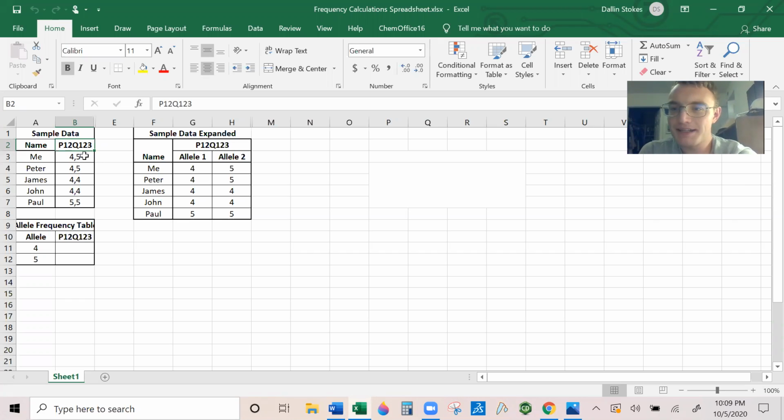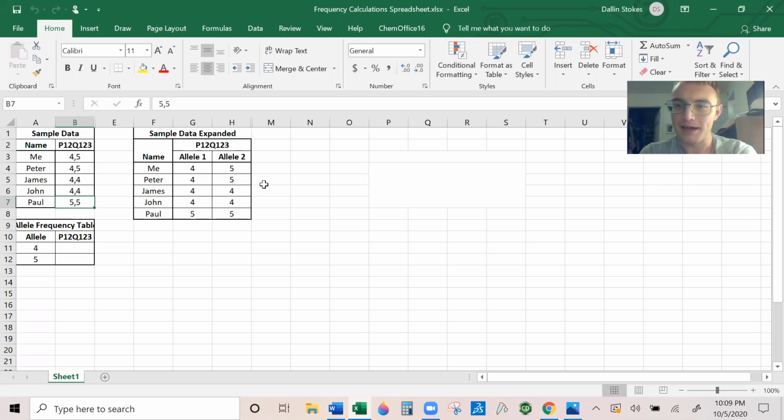So we get our DNA tested, and it turns out I have a 4 and a 5. Peter has a 4 and a 5. James has a 4 and a 4. John has a 4 and a 4. And Paul has a 5 and a 5. So I took those and separated them out here so that we could see them more individually. So there's my 4 and my 5.